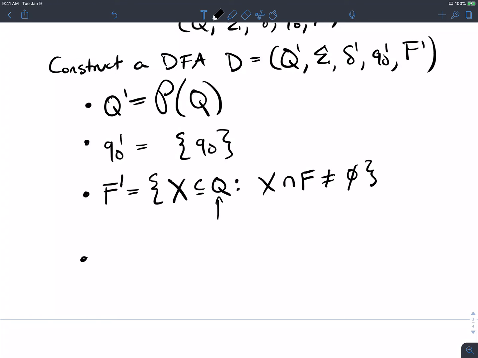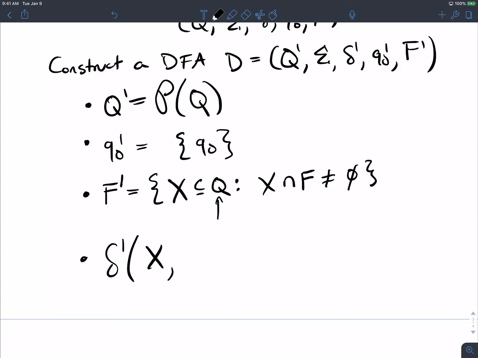What are we making? A DFA. Should we do epsilon here? Good, so you're paying attention. So delta prime. This is for the DFA. What are states in the DFA modeling in the NFA? Sets of states. So I'm actually going to use X here.